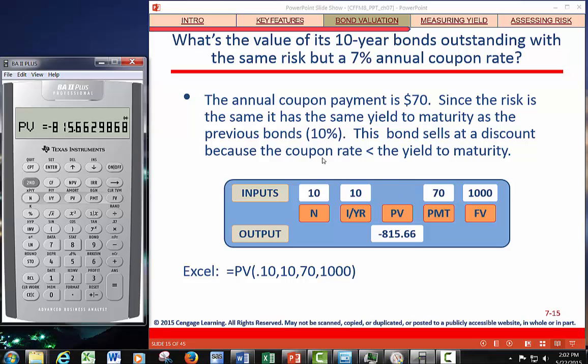And then you can always just memorize when the coupon rate is less than the yield to maturity, it is a discount bond. If the coupon rate is greater than the yield to maturity, it is a premium bond.